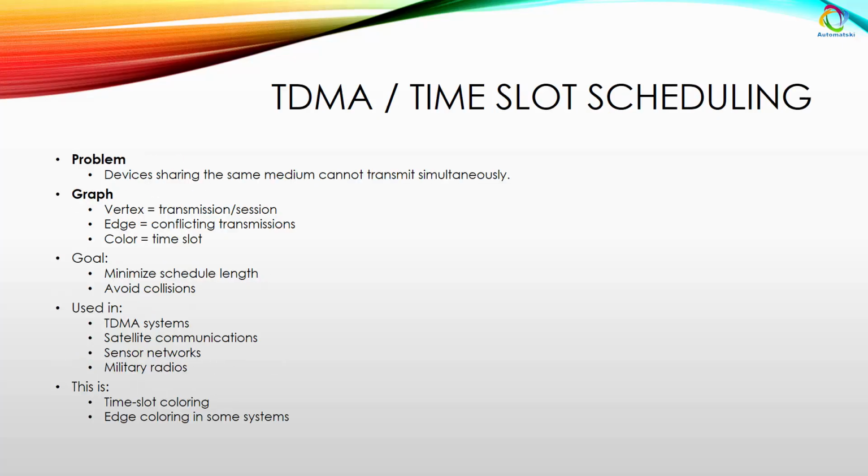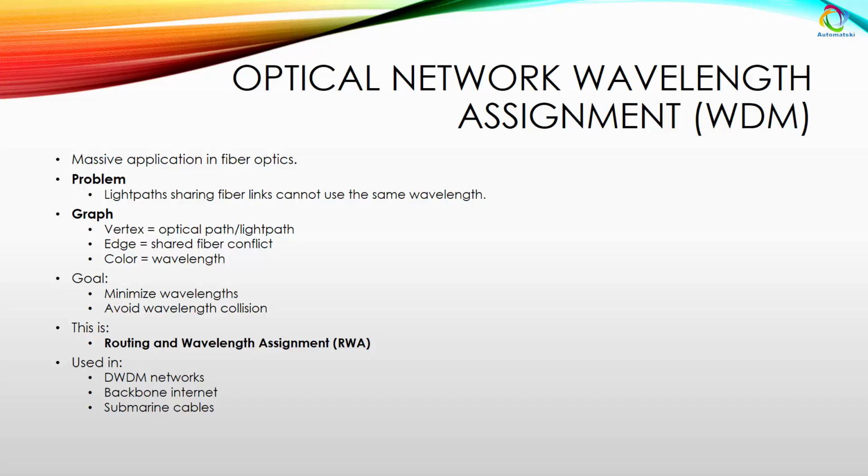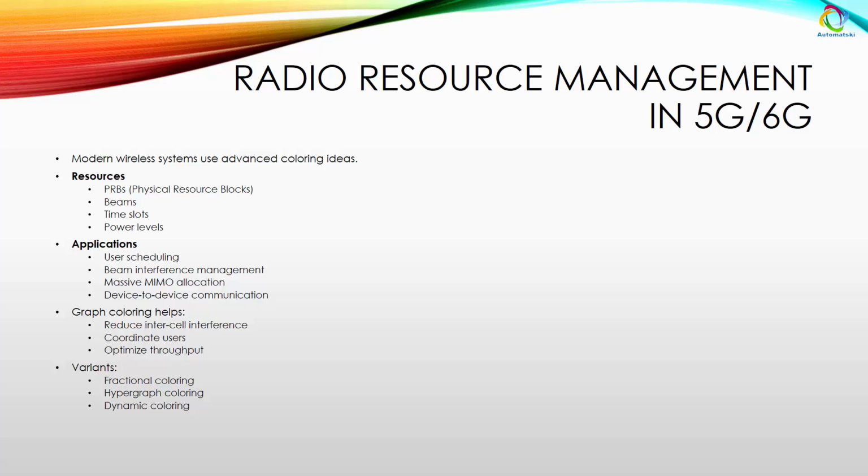There is TDMA, time slot scheduling, where devices sharing the same medium cannot transmit simultaneously, so they have to multiplex in time. Optical network wavelength assignment, where light path sharing fiber links cannot use the same wavelength because you are going on the optical fiber and one wavelength can carry only one signal.